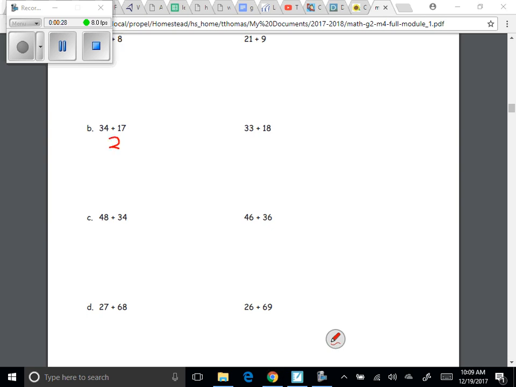So vertically means that I make columns of tens and ones. So 34 plus 17 is how they want you to form it vertically. Then they want you to solve it using the place value chart. So next to that problem, I'm going to make tens and ones, abbreviating using a T for tens and an O for ones.